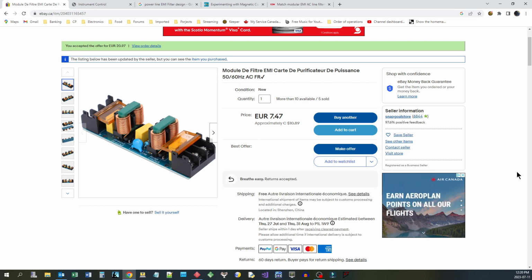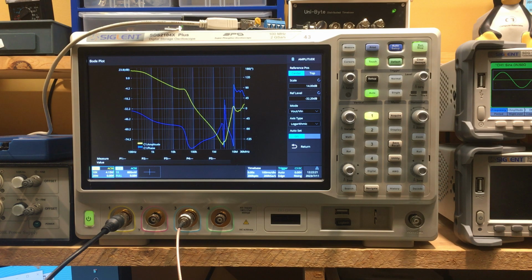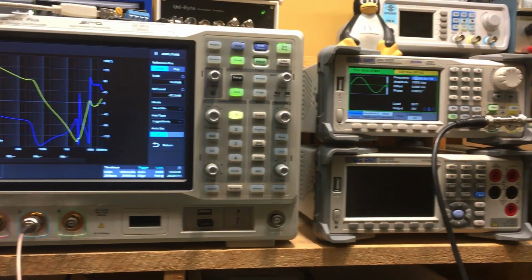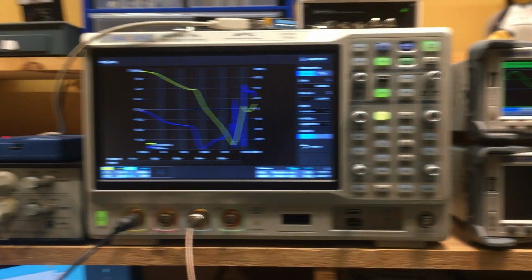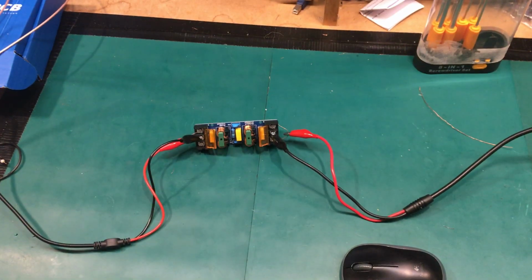Now what I'm going to do today is I'm going to do a Bode plot on them. And let me show you my setup for that. And then we'll come back and look at the Bode plots for both the common mode and the differential mode. Okay, so here's the setup. I'm going to be using this Siglent oscilloscope here. And I'm going to be using this Siglent AWG right here. And this down here is the filter.